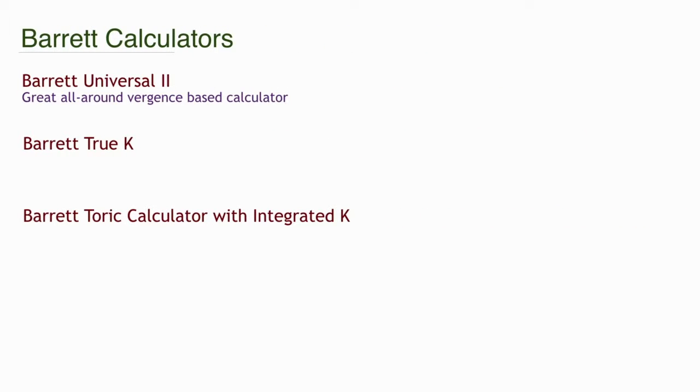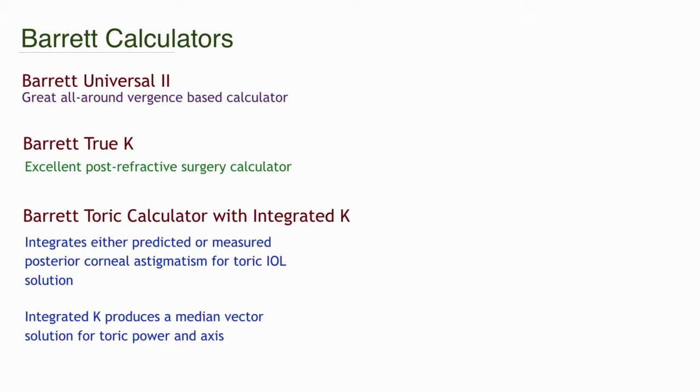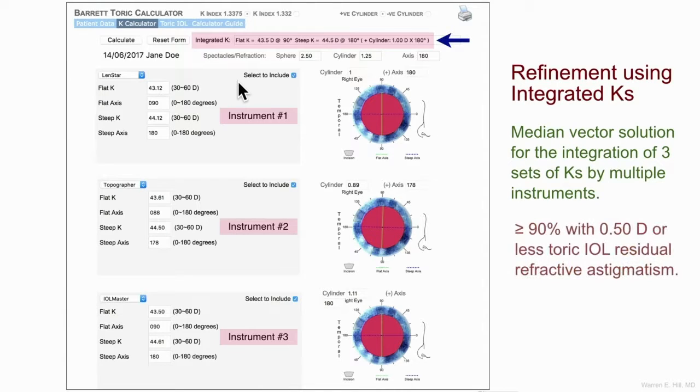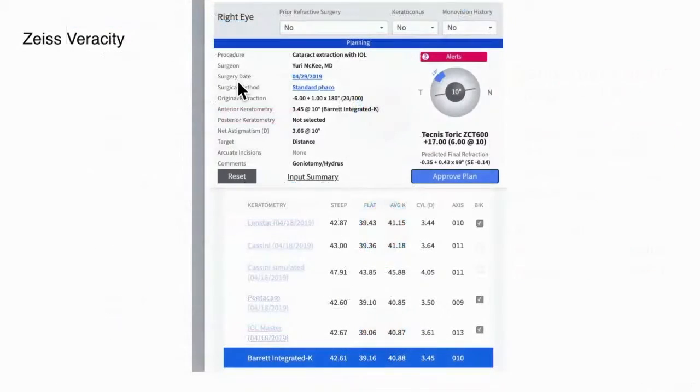Now, Barrett is another one that I use a lot. It's a great all-around divergence calculator. It's my post-refractive calculator of choice, but I really want to focus today on the integrated K because it's producing a median vector solution for toric power and axis. So you can take LENSTAR, an IOLMaster, and a topographer, or any three that you like. You can get the median vector solution, which is more accurate for toric IOLs. As a matter of fact, in our practice, we're hitting 90% or better within a half a diopter. So for all torics, I recommend the Barrett formula, especially with the integrated K.